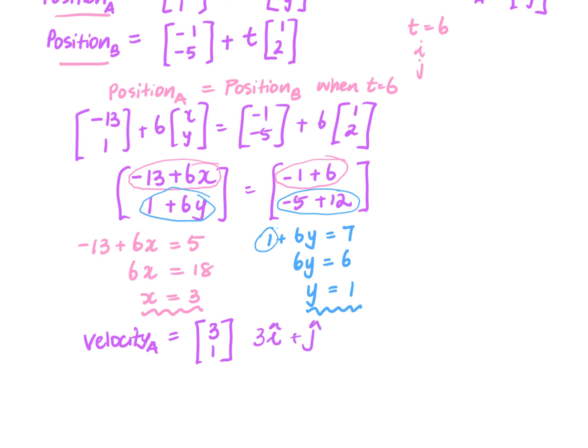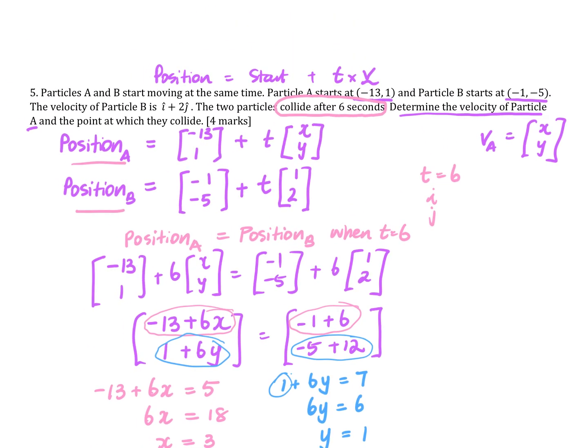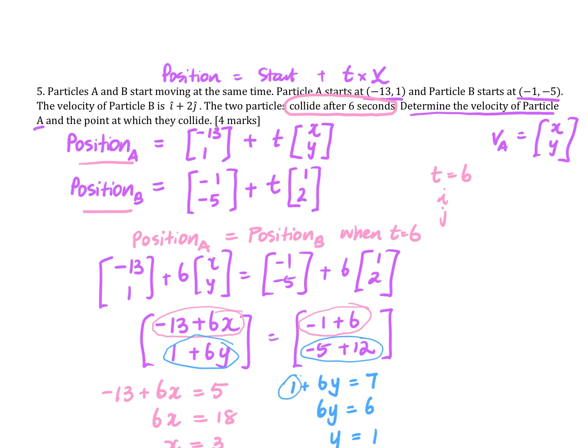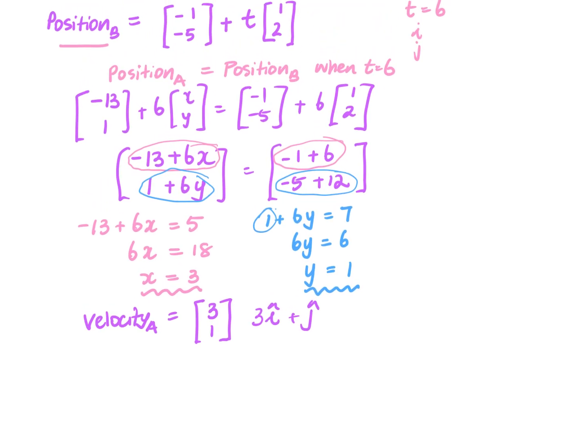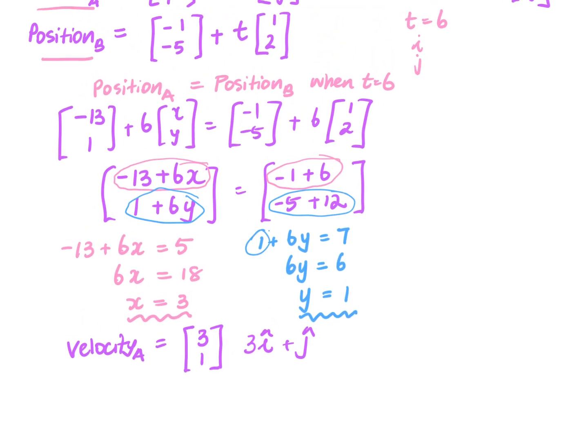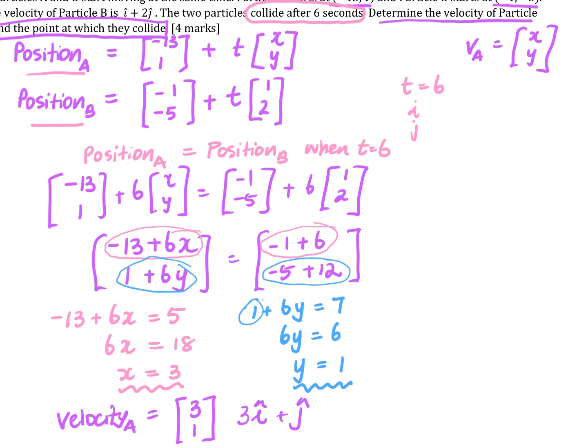Now, it's asked us for the velocity, but that is not all. Determine the velocity of particle A and the point at which they collide. Some people left out that part. Now, where do they collide? Well, they collide at time equals 6. So all I need to do now is put time equals 6 into one of my position equations. I'm going to put it into that one there because it's already pretty much complete.